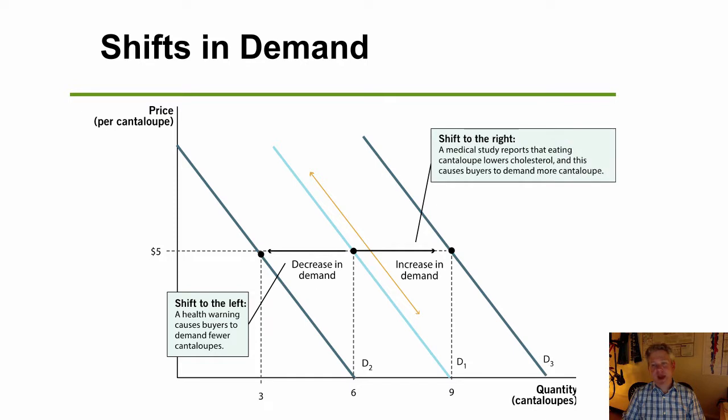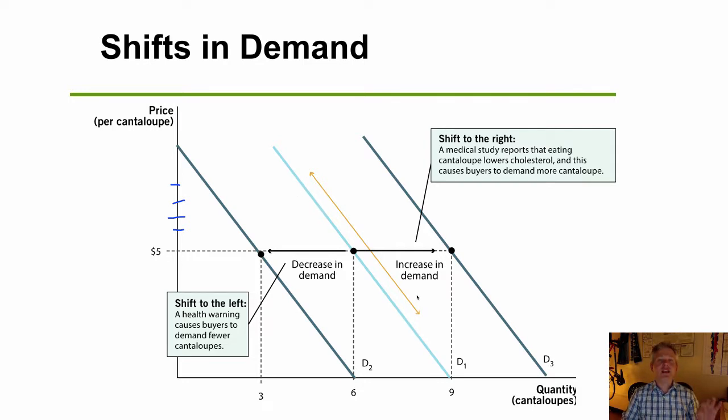An increase in demand is when there's a shift to the right of the demand curve. So at all prices, including the price of 5, but even at 6 or 7 or 8 or 9, at all those prices, the quantity demanded is higher than it was before. So maybe there's a medical study that reports that eating cantaloupe lowers cholesterol, and this causes a surge in demand for cantaloupes.